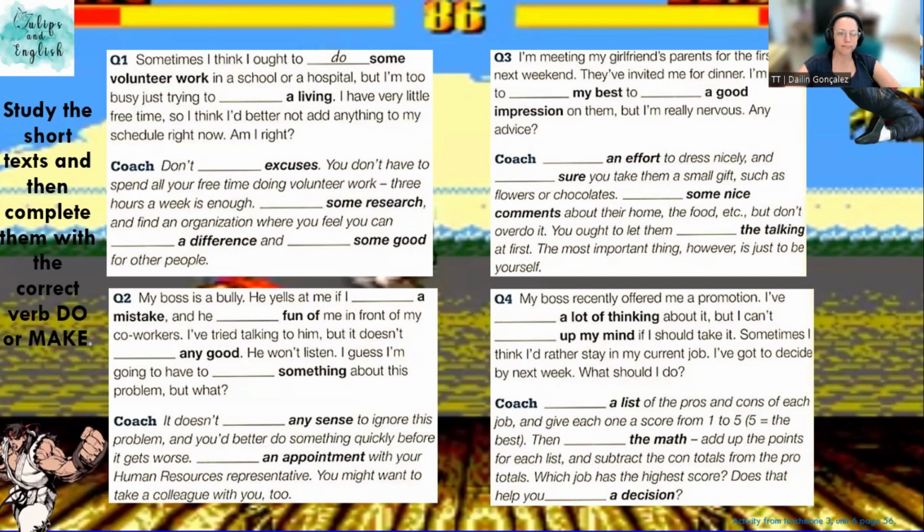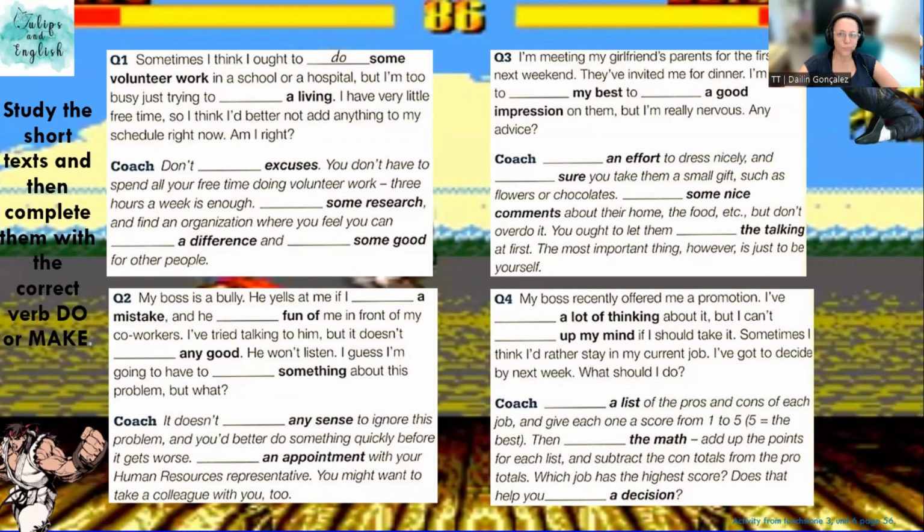Question 3. I'm meeting my girlfriend's parents for the first time next weekend. They've invited me for dinner. I'm going to do my best to make a good impression on them, but I'm really nervous. Any advice? Make an effort to dress nicely and make sure you take them a small gift, such as flowers or chocolates. Make some nice comments about their home, the food, etc., but don't overdo it. You ought to let them do the talking at first. The most important thing, however, is just to be yourself.